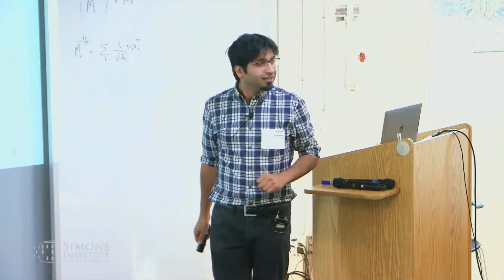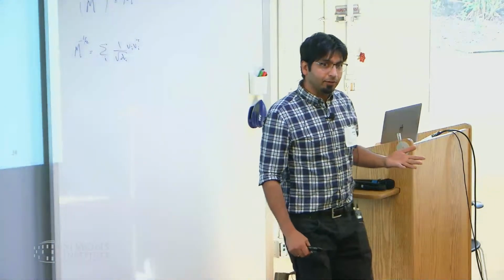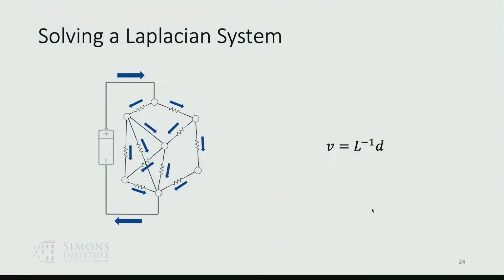So let me remind you why we might want to solve Laplacians. Yesterday, when we were talking about electric linear systems, we said you can compute the voltages given your current demands, net currents at the vertices, exactly by computing L inverse T. This is what we call solving a Laplacian linear system. So I give you a vector D. You want to give me V, which is L inverse T.